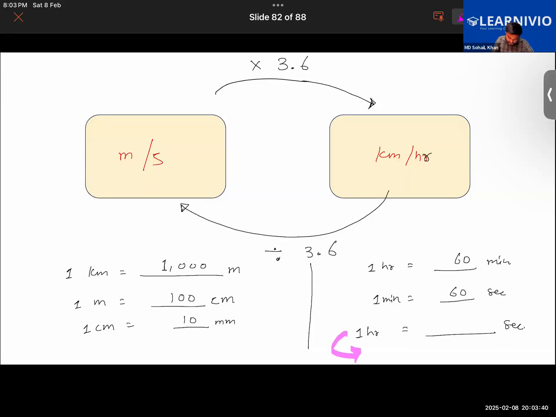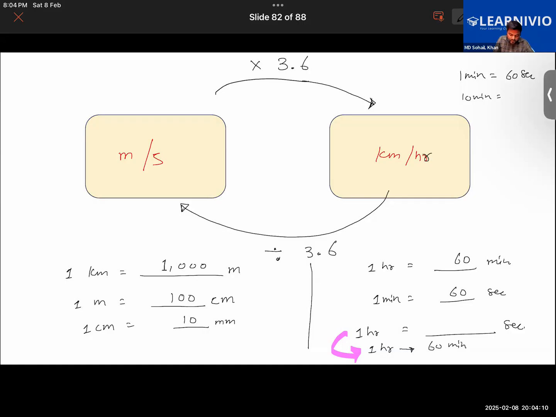Look over here. First, we are going to convert this from hour into minute. We need to find how many seconds there are. So we convert hour into minute. So there are 60 minutes now. Obviously, 1 hour has 60 minutes. Now we know that 1 minute is equal to how many seconds? 60 seconds.